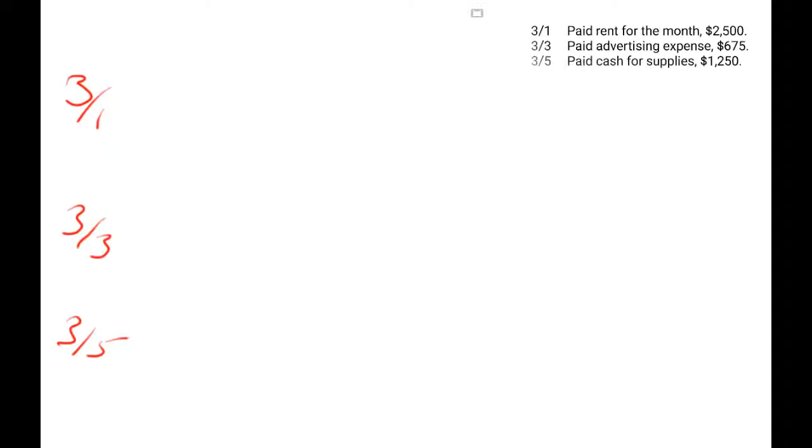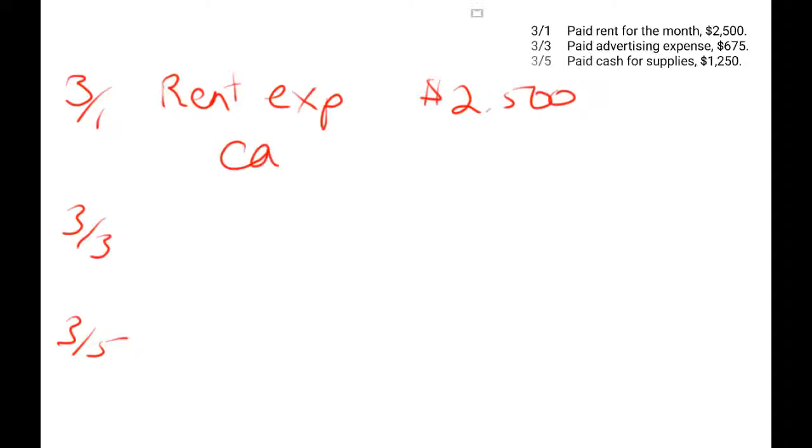On March 1st, we paid rent for the month of $2,500. This would be a debit to rent expense. And for expense, I'm just going to go EXP of $2,500. And you would be paying them in cash, which would be a credit to cash also of $2,500.